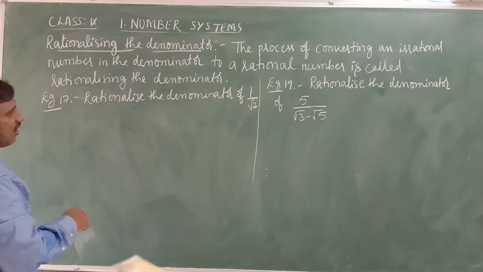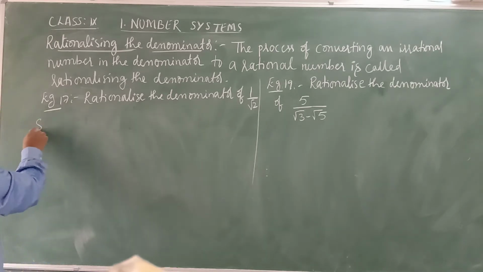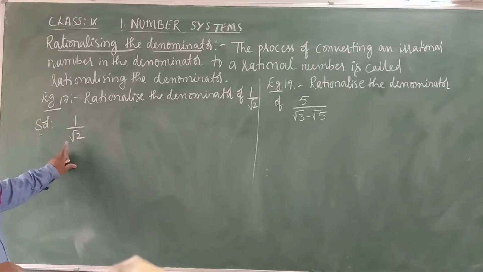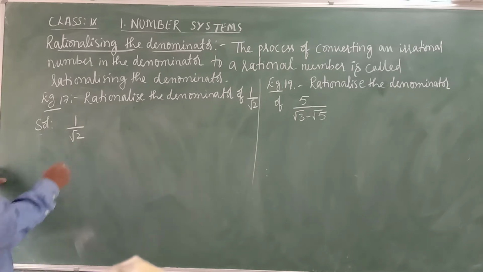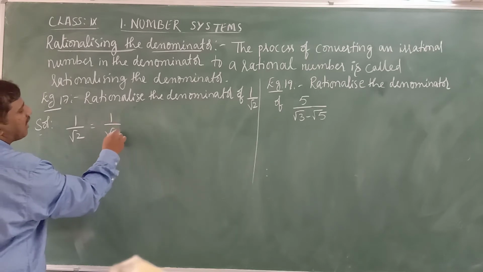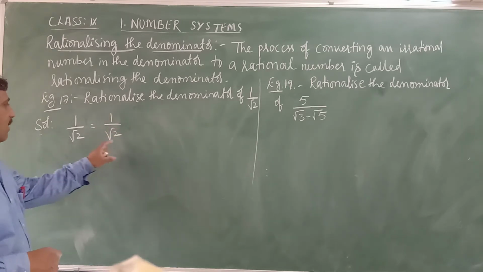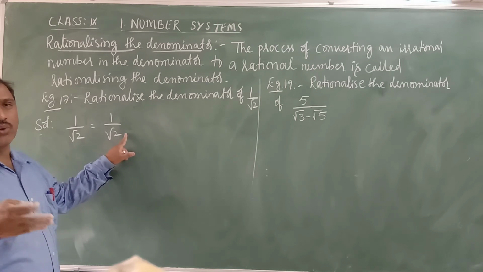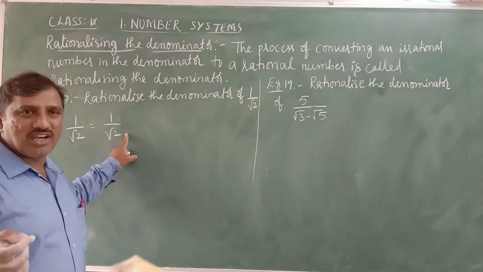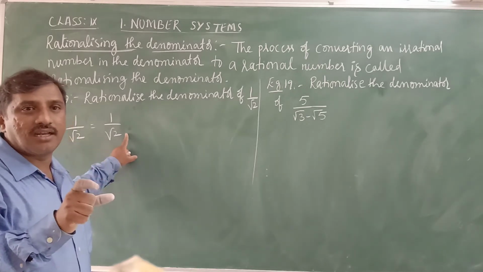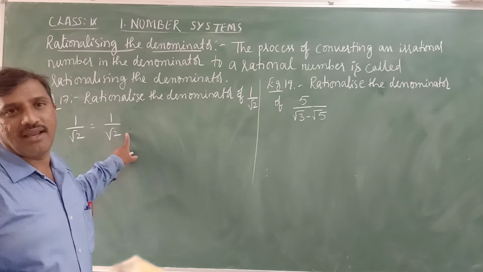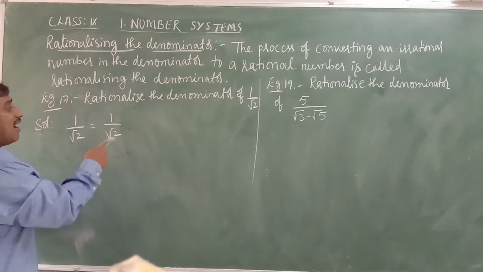Rationalize the denominator of 1 over √2. Here, what is the denominator? √2, which is an irrational number. To rationalize this, what do we have to do? We need to multiply by some number. If I multiply with √3 or with 2 into √2, it is again a rational number and an irrational number, and their product is always an irrational number. So with what do we have to multiply? We have to multiply with some irrational number.